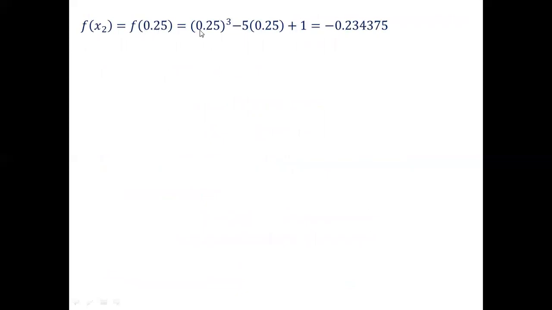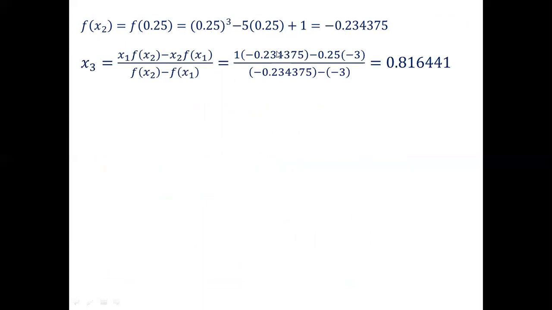The equation is x cube minus 5x plus 1. Therefore, 0.25 cube minus 5 into 0.25 plus 1, which gives minus 0.234375. Then find x3. x3 is equal to (x1 into f of x2 minus x2 into f of x1) by (f of x2 minus f of x1).